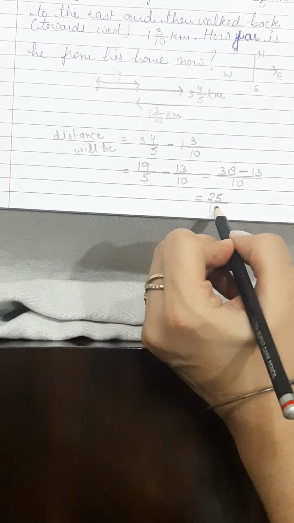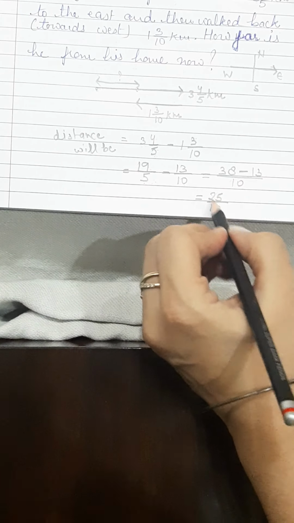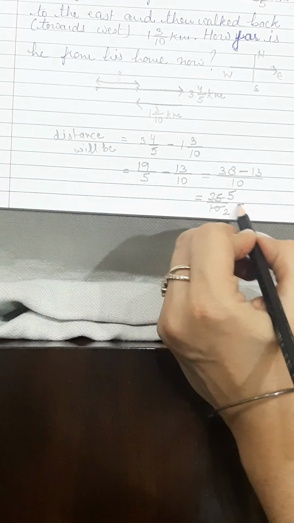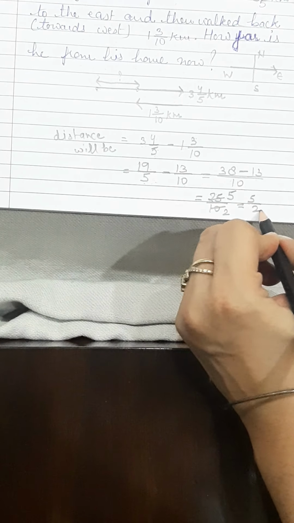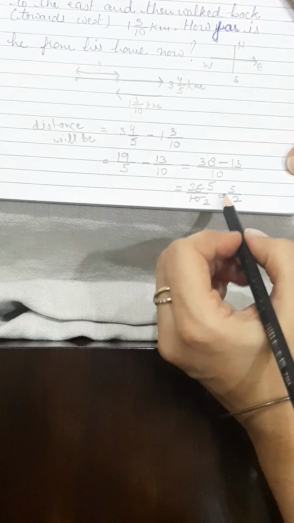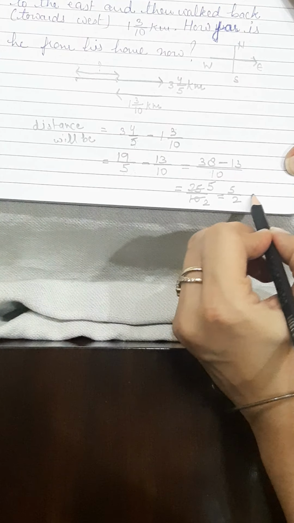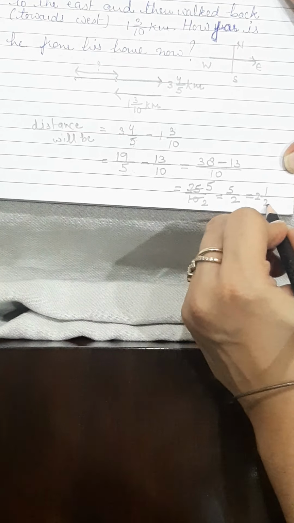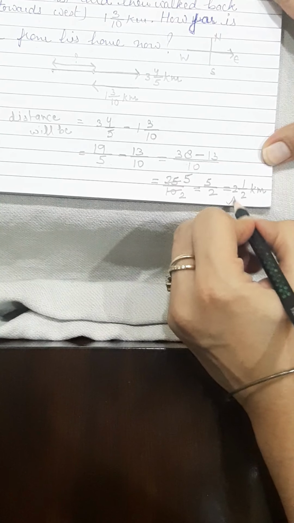So 25 by 10. Now you can cancel out, convert into simplest form first. 5 5s are 25, 5 2s are 10. So 5 by 2 will come. Clear? But don't leave your answer till here. Convert into mixed fraction. So 2 whole 1 upon 2 kilometers will be the answer. Right?